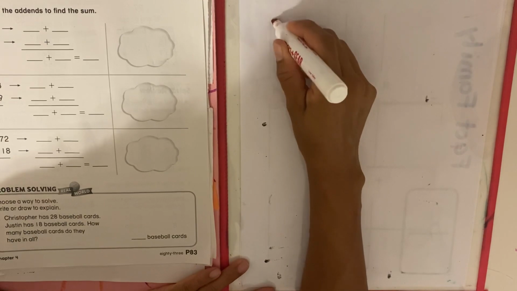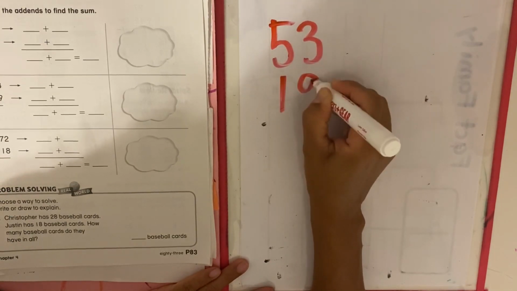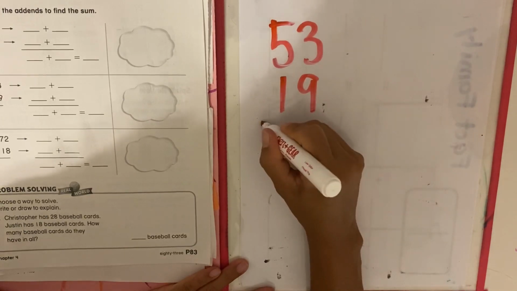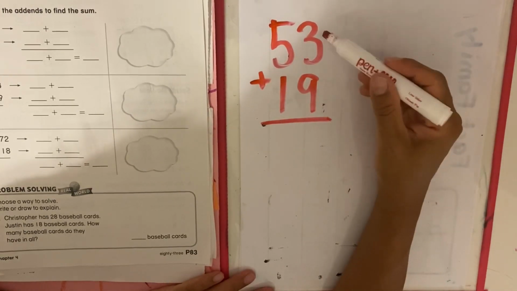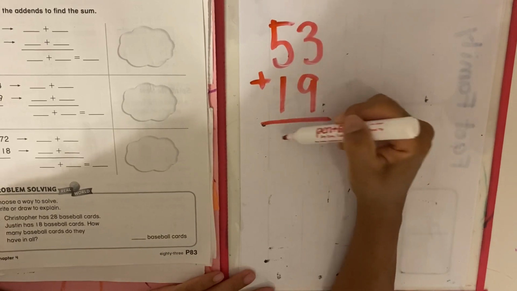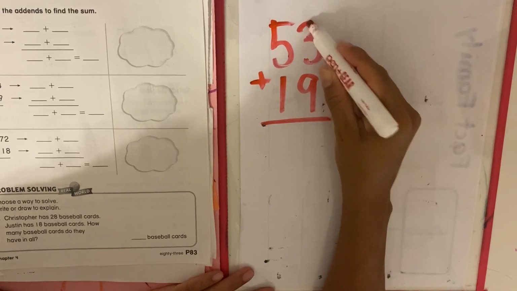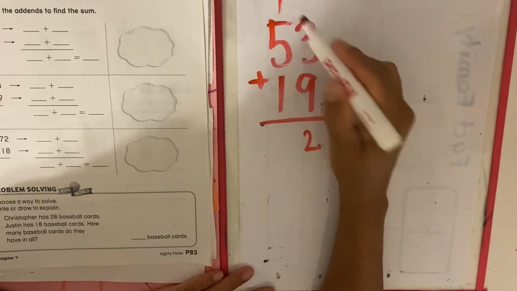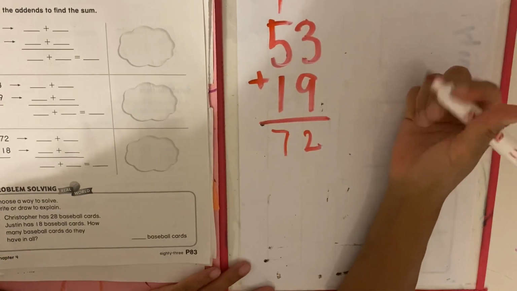Now I'm going to give Chloe an example problem and I'm going to show her how they want it to be solved. So traditionally you would add 9 plus 3, carry over the 1, and then add those to get 72. Right? 9, 10, 11, 12, 72. So this is not the way that they want us to do it at all.